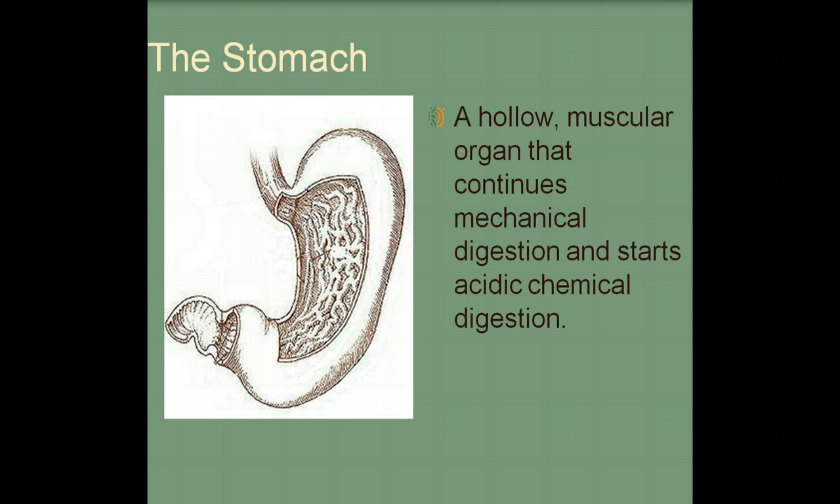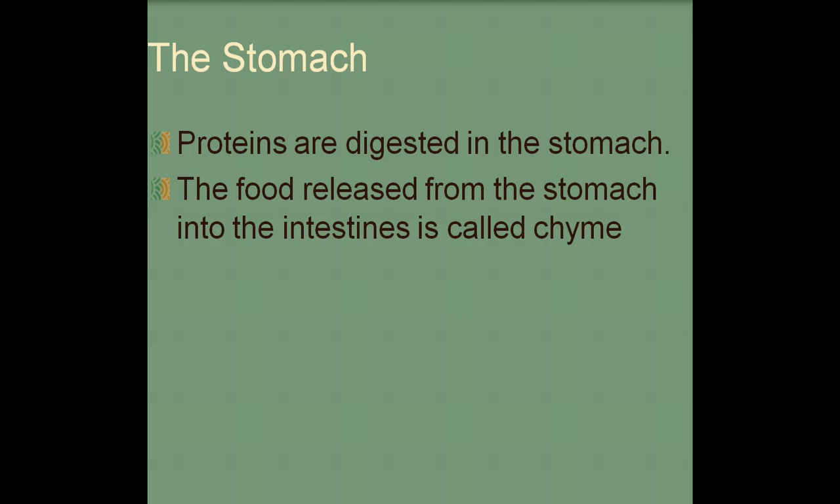At the end of the esophagus is your stomach. Your stomach is a hollow muscular organ that continues the mechanical digestion. Remember, that's tearing food into smaller bits, and starts acidic chemical digestion. Acidic chemical digestion breaks down proteins. So the vast majority of protein digestion is completed within the stomach. As I said just before, proteins are digested in the stomach. When food is released from your stomach, its name changes again from a bolus to chyme.